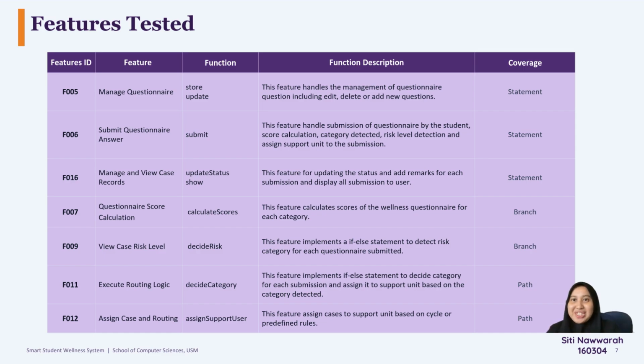This table shows the features we tested and which coverage type we use for each one. The first 3, manage questionnaire, submit answer, and manage case record, were tested with statement coverage. The next 2, score calculation and view risk level, used branch coverage because they have if-else decisions. And the last 2, which are routine logic and assign case, used path coverage since we needed to test every full path through them.